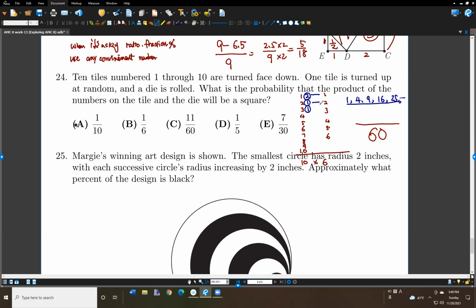What about 4? 4 times 1 is 4, that's a square number. And 4 times 4, 16, a square number. That's 2 numbers there. With 5, it's only 5 times 5. 6, what is that? 6 times 1, 12, 18, 24, 30, 36. With 7, only 7 times 7. 7 times 1, 2, what is it? 14, 21, 28, no. 8, what is it? 8 times 2 is 16.